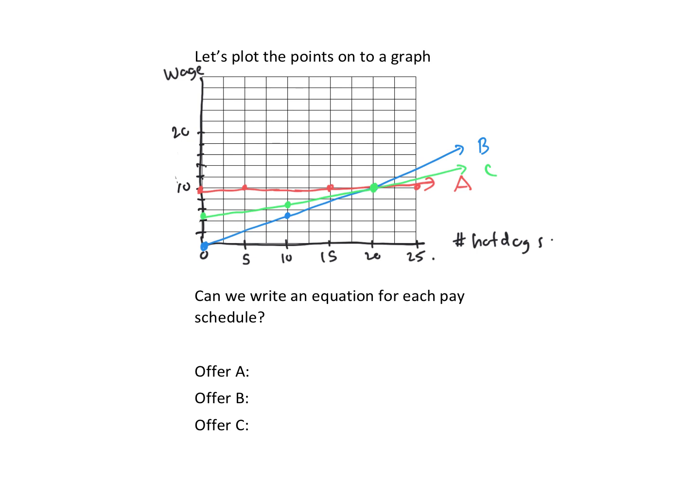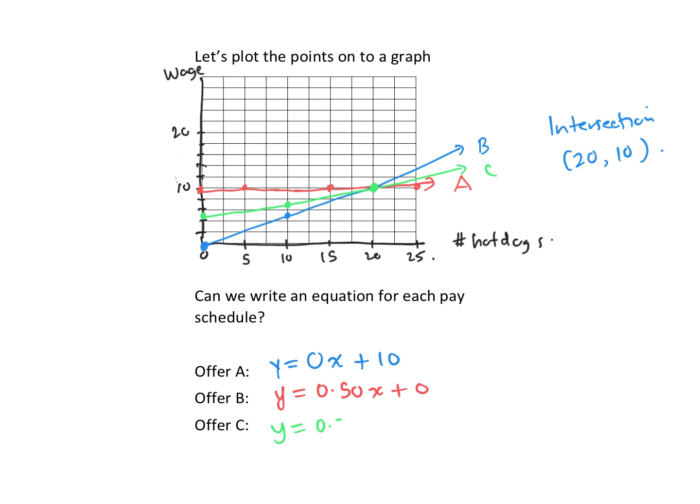So we can see that they intersect at 20 hot dogs. They all make $10. So offer A was the straight salary: 0 for the hot dogs plus $10. Offer B was straight commission: 50 cents for each hot dog plus 0 hourly wage. And offer C was 25 cents for each hot dog plus $5. So those are the equations for each offer.